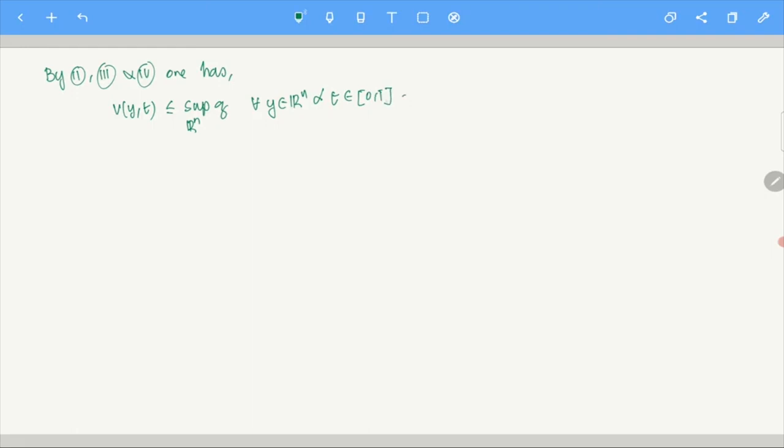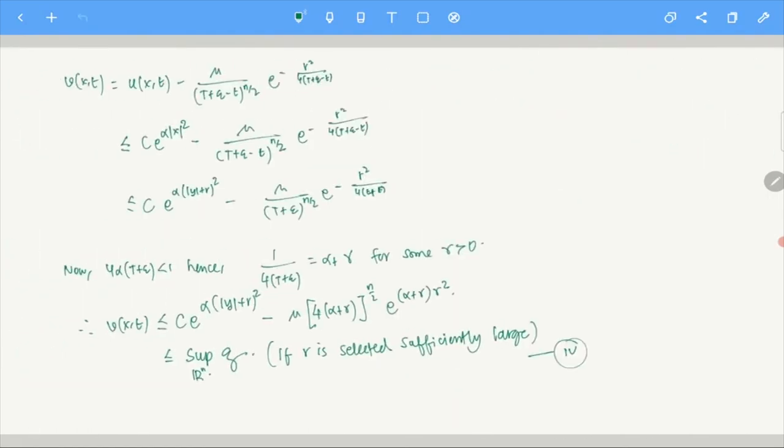Okay, so now what you do is you let mu tend to 0. Once you take mu tending to 0, what do you have? You have that the supremum of u over Rn cross 0, T is equal to the supremum of g over Rn. Okay, so we prove this property.